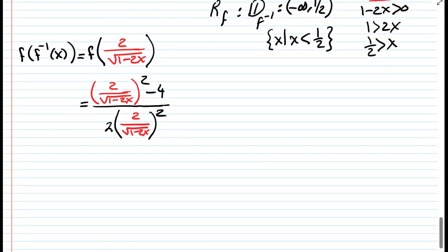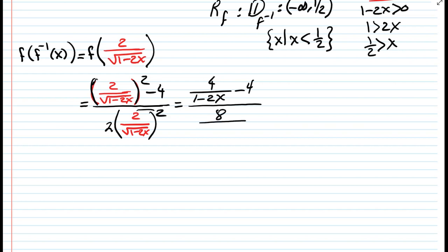Now let's simplify this. When we square this expression, the numerator is going to be what? It's going to be 4. Denominator is going to be just 1 minus 2x. We're going to lose the radical, minus 4. Divided by, in the denominator, we're going to have 2, and then 2 squared is 4. That gives me 8, right? 8 divided by 1 minus 2x. Square root of that squared, which gives you just 1 minus 2x.